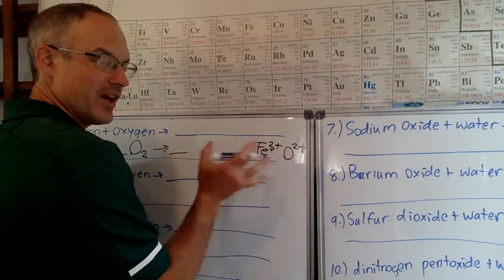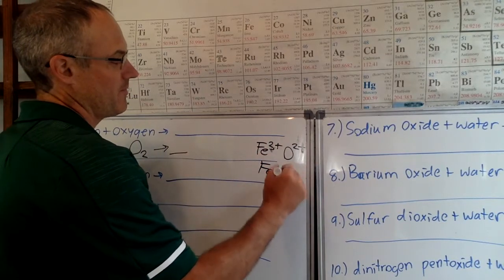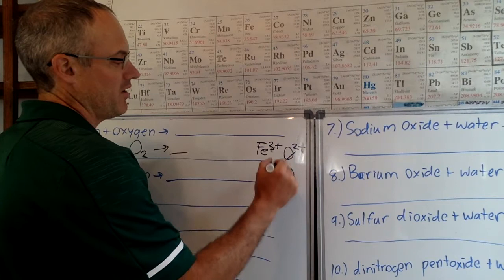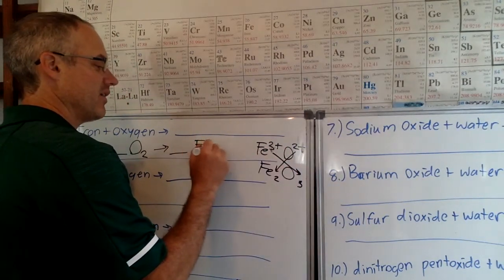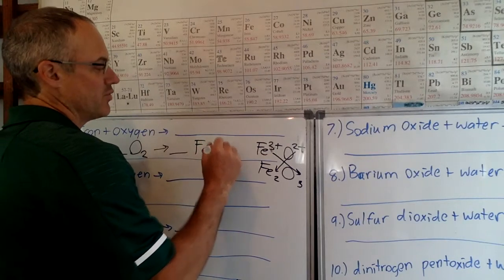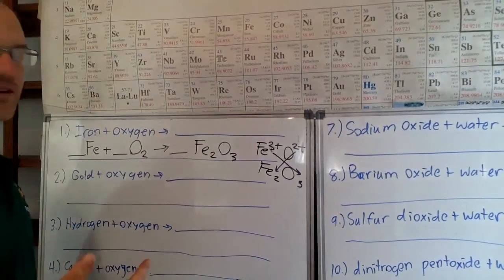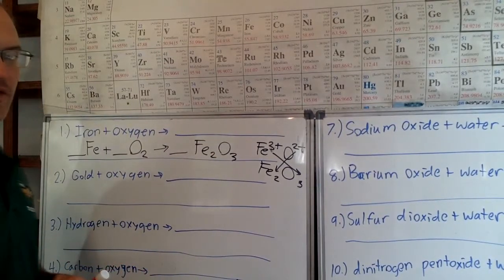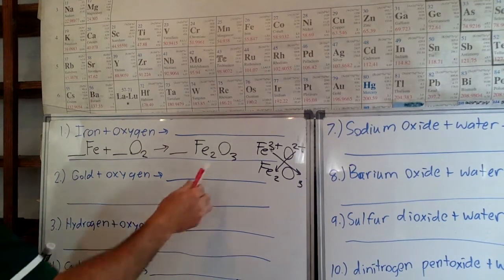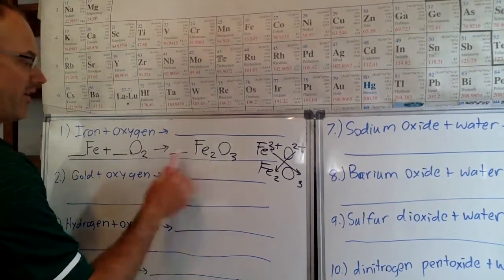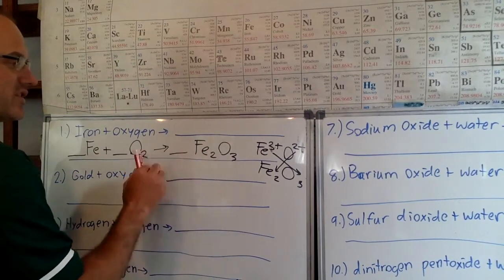So if these go together, we need to balance it out. We use the crisscross method, where the 2 would end up here and the 3 would end up there. So our combined compound would be Fe2O3. That does make it a little bit trickier to balance. We do need a balanced equation here because we have this 2 with the iron, and we previously didn't have that. We have a 3 with the oxygen, which doesn't balance either.